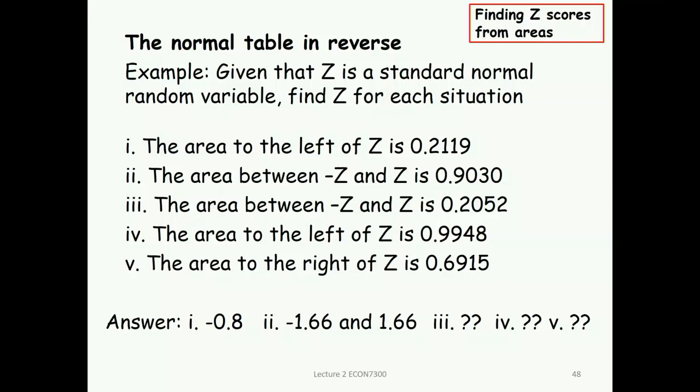I will give you the answer for this one first, because you should try to do this one at home. But for the question, I will do the first two. If the area to the left is only 0.2119, do you think Z is positive or negative? It has to be negative. So please copy this one if you want.